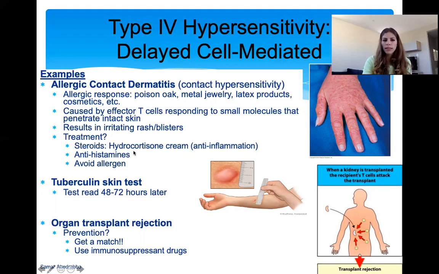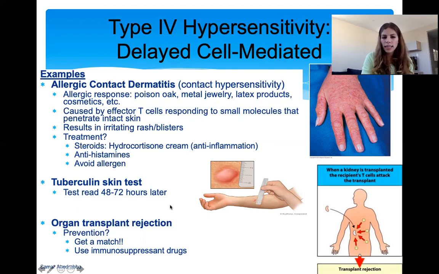The way you calm this down is you put hydrocortisone cream, which is a steroid that stops inflammation. You could also take antihistamines such as Benadryl, and you avoid the allergen. I can't wear any jewelry that has nickel in it. If I wear earrings with nickel in them, 2 days later or a day later, I start itching my ears like crazy, and they become very inflamed. So the way to calm it down is to put some hydrocortisone cream. So this is allergic contact dermatitis.